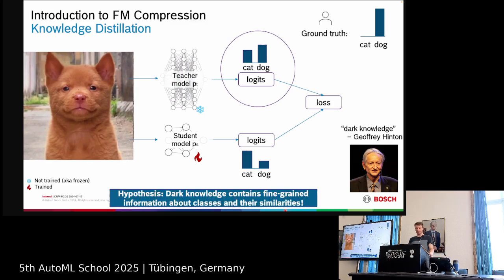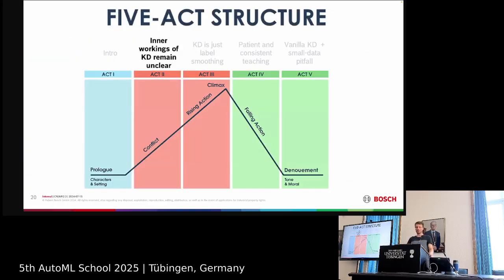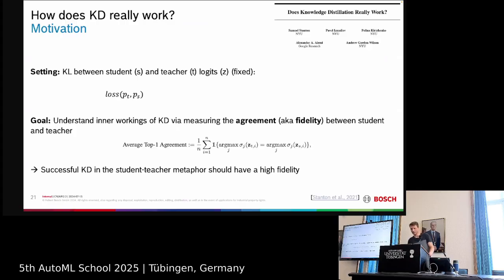So let's look into this hypothesis. And as I promised earlier, the title of this part is "The Inner Workings of Knowledge Distillation Remain Unclear." This is built on the paper with the, I guess, intense title, "Does Knowledge Distillation Really Work?" The setting is as before. We have a teacher, we have a student, and we try to match the probability logits. I think it's CIFAR, so it's image classification, very simple. Just matching of outputs between teacher and student as explained before.